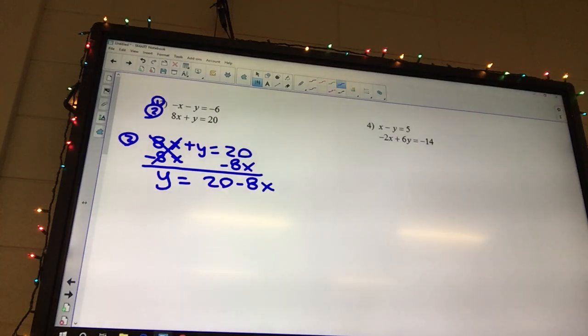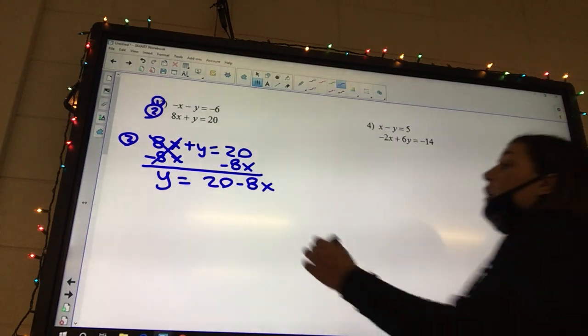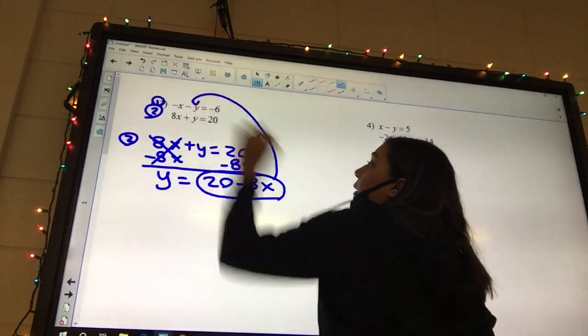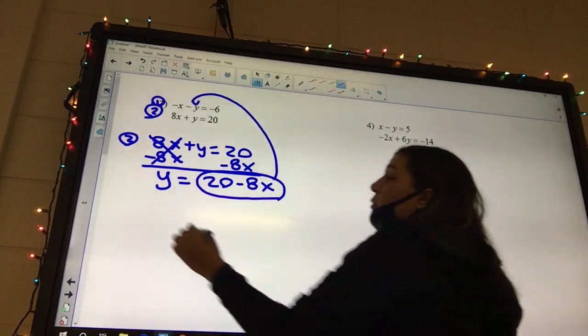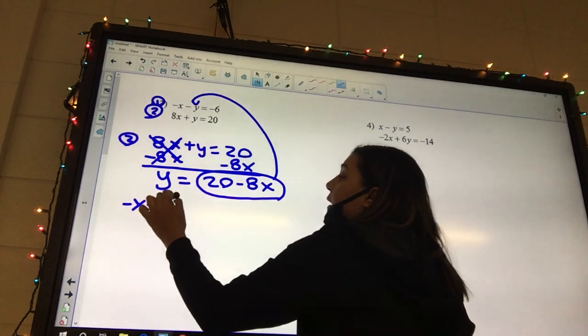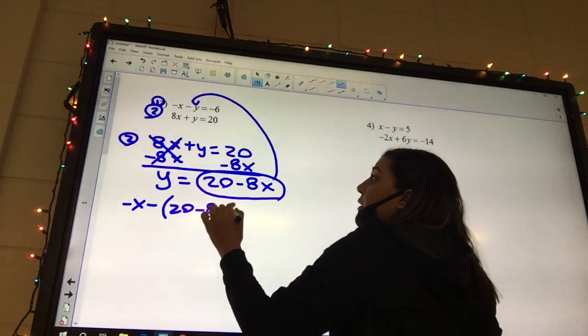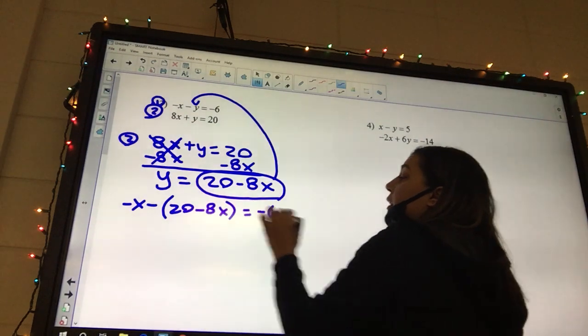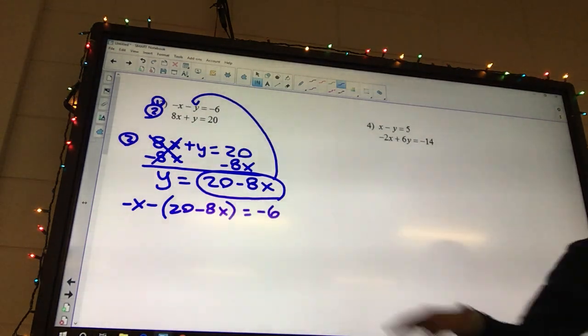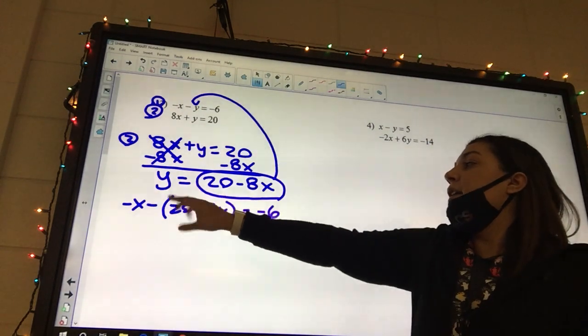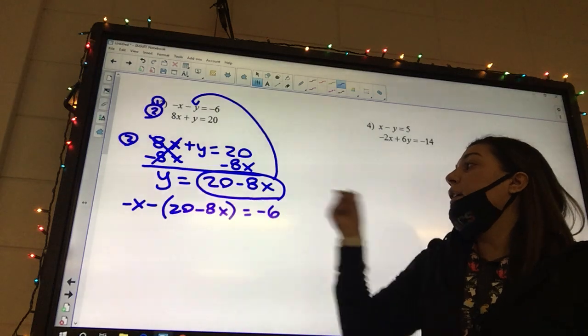Okay, so we have y by itself, and according to our steps, it says plug that into the other equation. Which equation were we using right now? Equation 2, which means this needs to be plugged into equation 1. So everywhere there's a y in equation 1, we're plugging in this 20 minus 8x. So it's really negative x minus, and my y is going to be 20 minus 8x equals -6. Okay, and if you look at this, it's the same: negative x minus y, and this is y, equals -6.